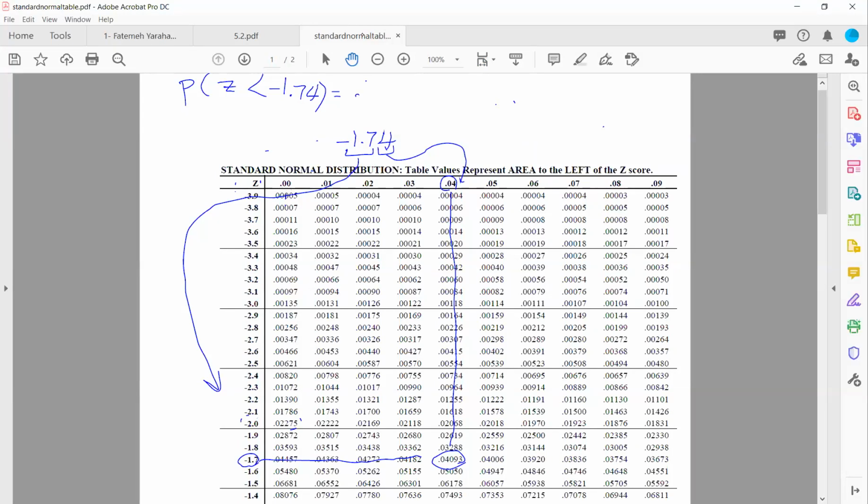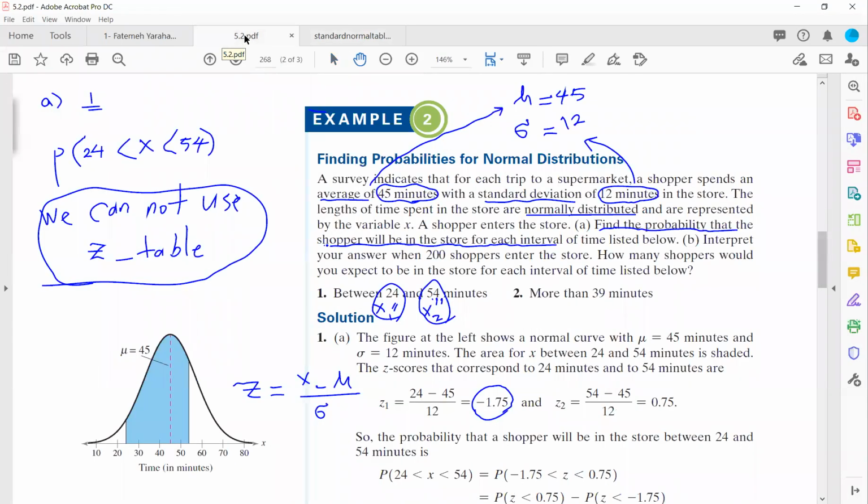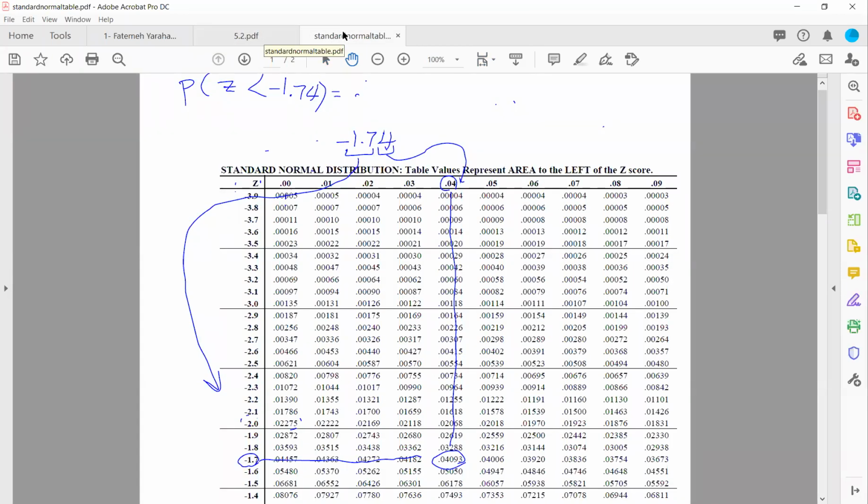Isn't it 1.75? Is it 5? I made a mistake. Yes, it is 5. It's okay. Okay, here we have 5. The intersection between these two, which is the probability or the area, 0.0406. Perfect. Next z-value.